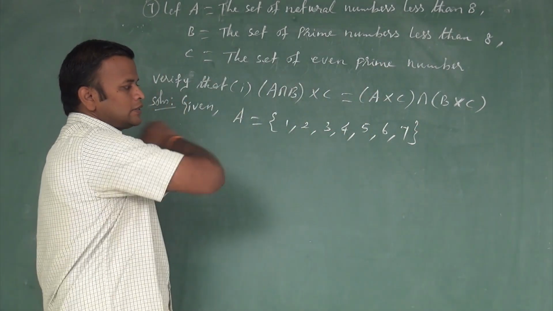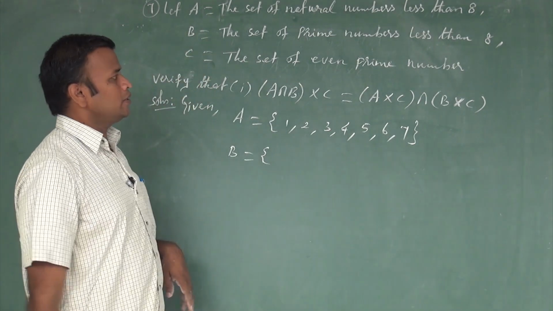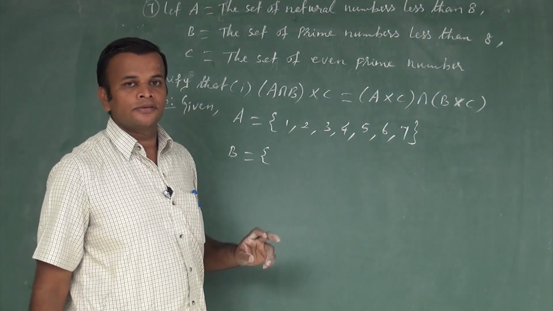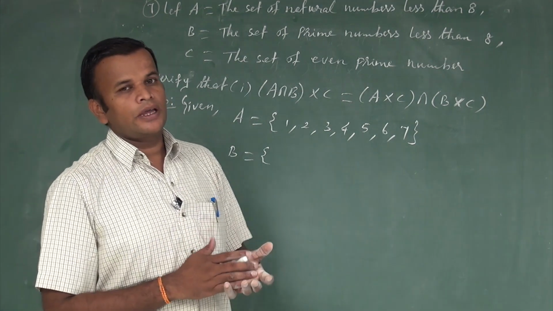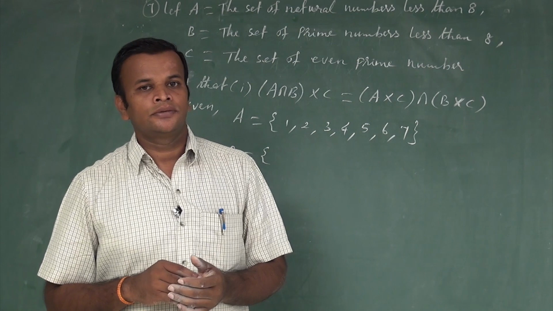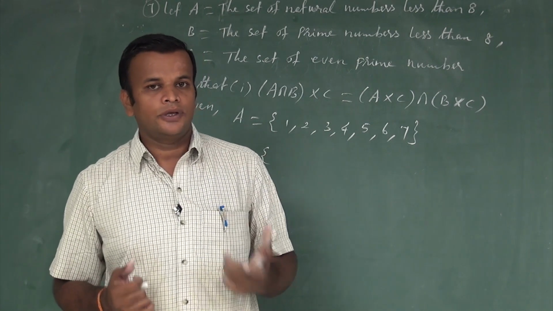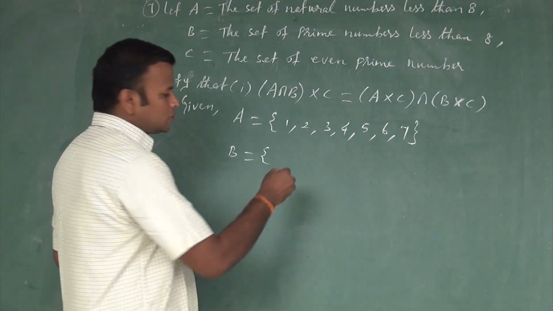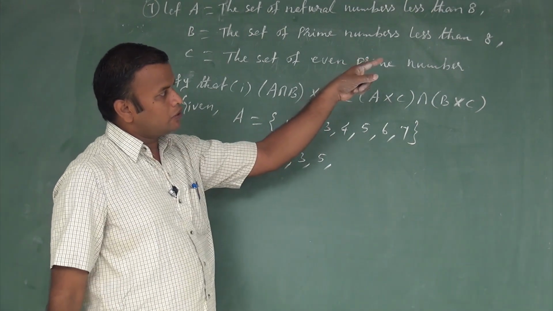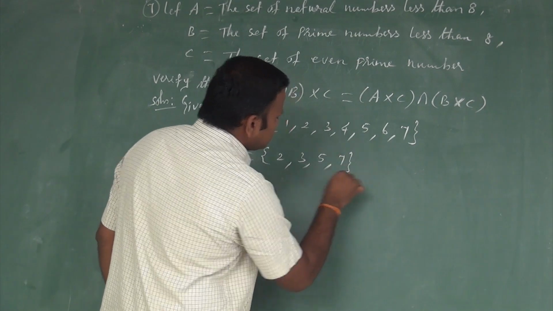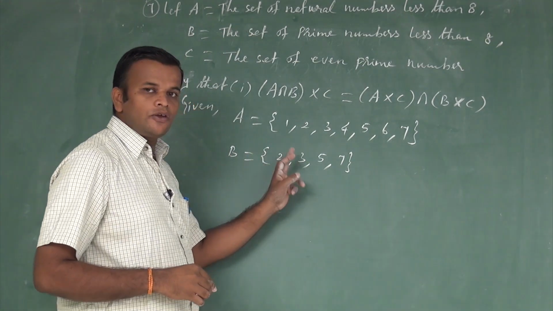So the set A contains 7 elements. Next one, B. How to define B? B is the set of prime numbers less than 8. In the previous video we already explained what is meant by a prime number. A prime number is a number which is divisible only by 1 and by itself. What is the first prime number? That is 2, then 3, 5, and 7. So B contains 4 elements: 2, 3, 5 and 7.